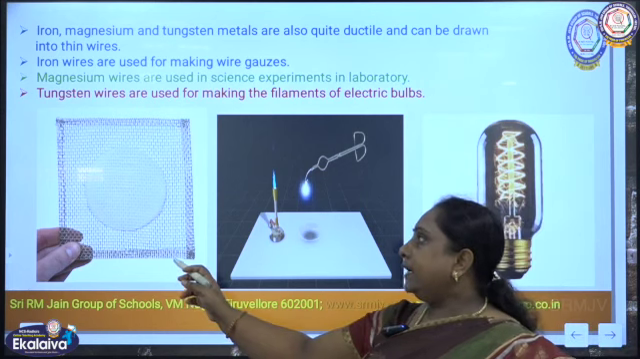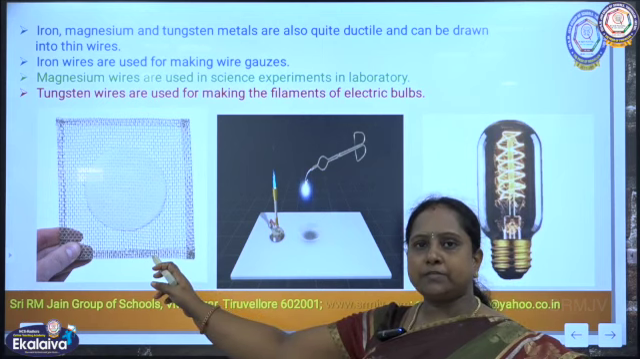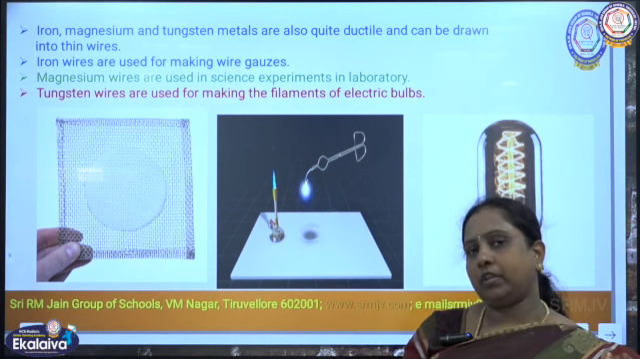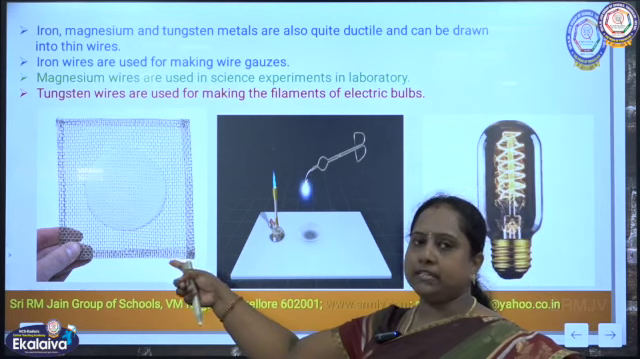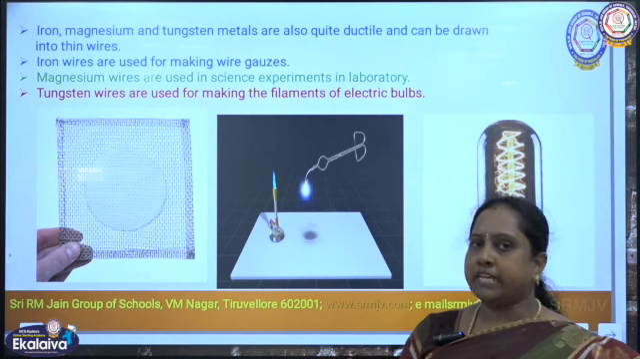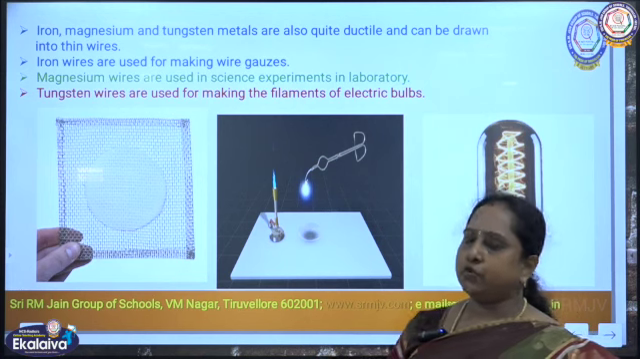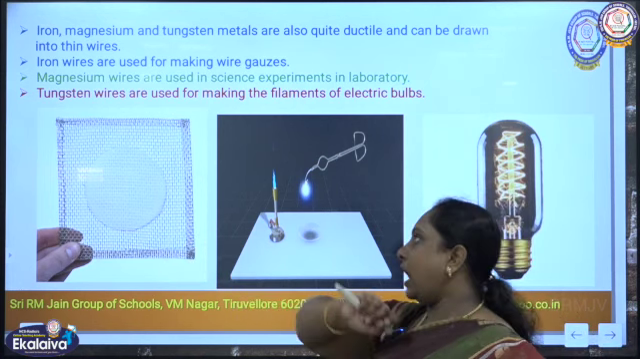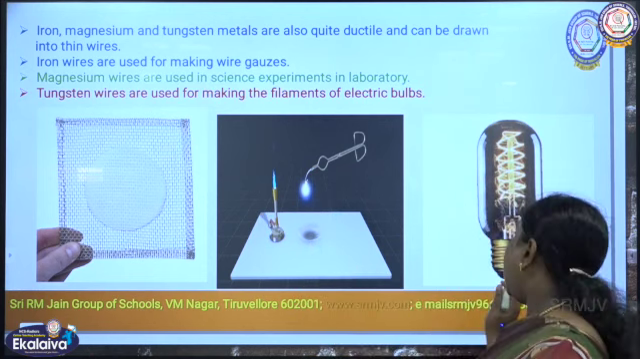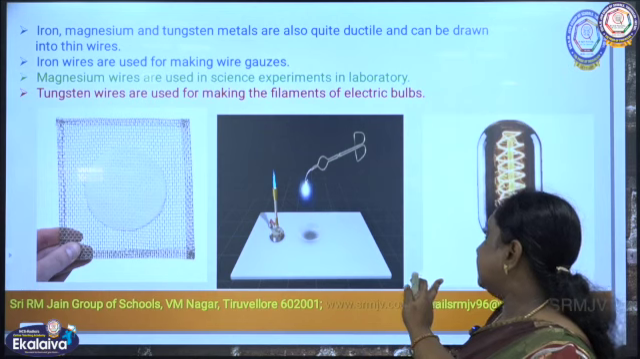If you take iron, that will be used for making wire gauze. Do you remember, children? This wire gauze is used for experimental purposes on the tripod stand for burning the apparatus, so that heat will be distributed equally, and the content kept in the conical flask or a test tube will be heated properly. So, wire gauze is made up of iron, magnesium ribbon is used for making magnesium oxide, and tungsten filament is used for making the filament of bulbs for electricity.